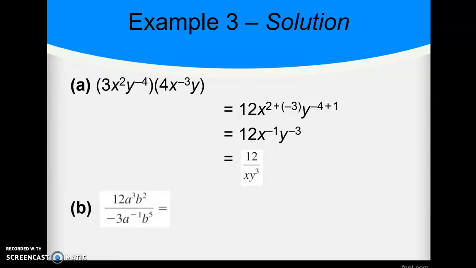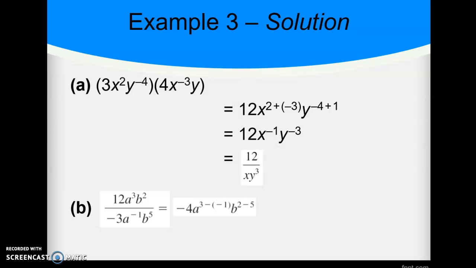So in B, same logic, only we're dividing. And when we divide, we subtract our exponents. But of course, we just divide our coefficients. So we have to divide 12 by negative 3. That's, of course, negative 4. A to the 3 divided by a to the negative 1 is a to the 3 minus negative 1. And b to the 2 divided by b to the 5 is b to the 2 minus 5 power.